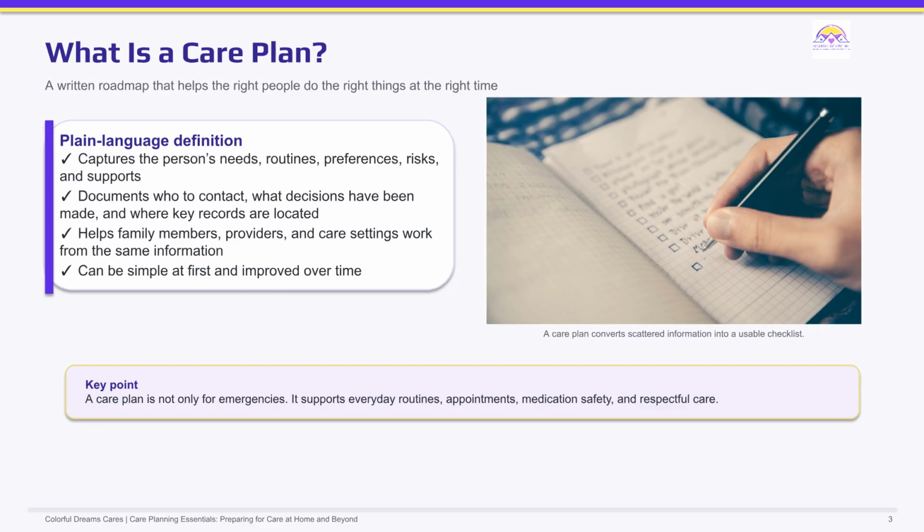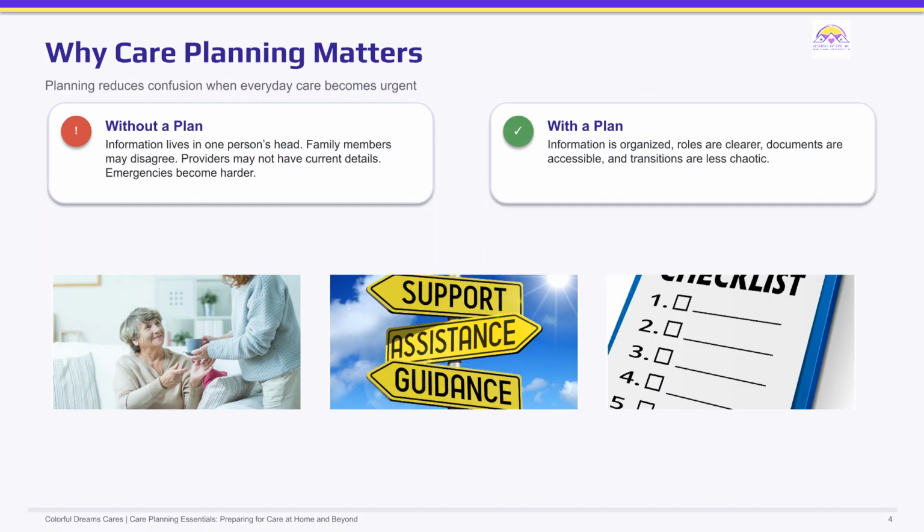So what is a care plan? It is simply a written roadmap that ensures the right people have the right information at the right time. Whether it's a binder or a digital file, it converts scattered details into a usable checklist for everyday routines and emergencies alike. Why does planning matter? Without a plan, critical information is often trapped in one person's head, leading to confusion and stress when urgent needs arise. A structured plan clarifies roles and keeps documents accessible, significantly reducing chaos during medical transitions.